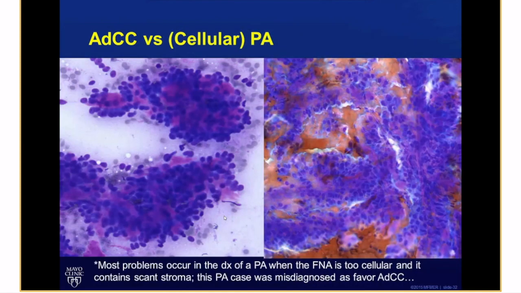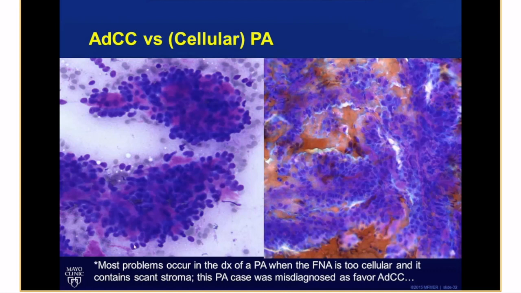So comparing adenoid cystic with cellular PA. On the right side, you have a case of cellular PA that was misdiagnosed on cytology as suspicious for adenoid cystic. And why did that happen? You see the cells look somewhat very similar, and you don't have a whole lot of matrix in this case. So this case was very challenging, and the pathologist initially thought he was dealing with an adenoid cystic carcinoma, but upon resection, it turned out to be cellular pleomorphic adenoma.